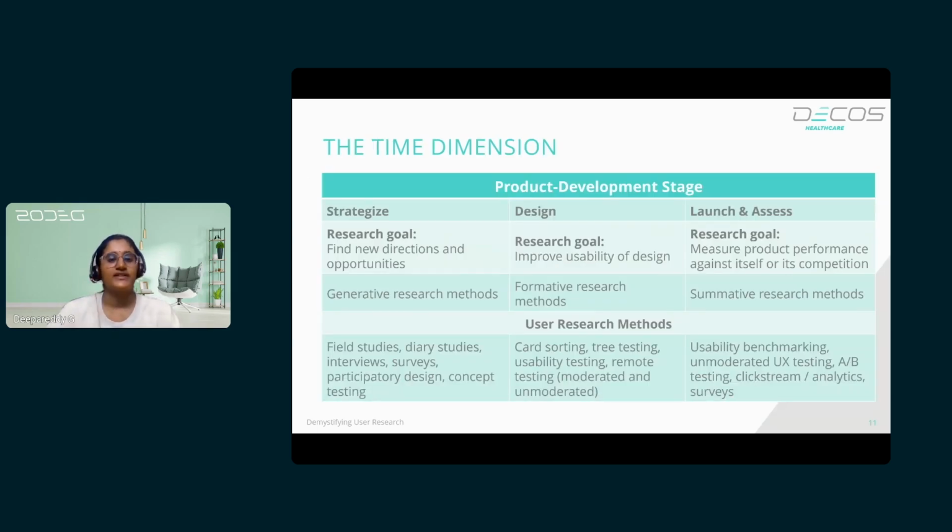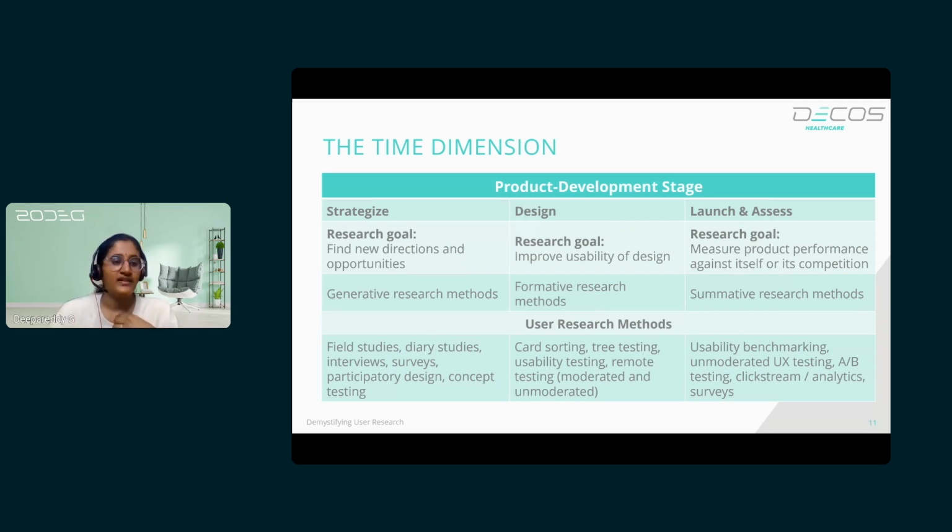Another key factor, apart from those three key factors that we have seen in the previous slide, is called the time dimension. This is also an important key factor in choosing the research methods or methodologies. We can also call it the phase of product development, in which stage or phase the product development is. That's why it is called the time dimension. And also what is our objective for doing this study.